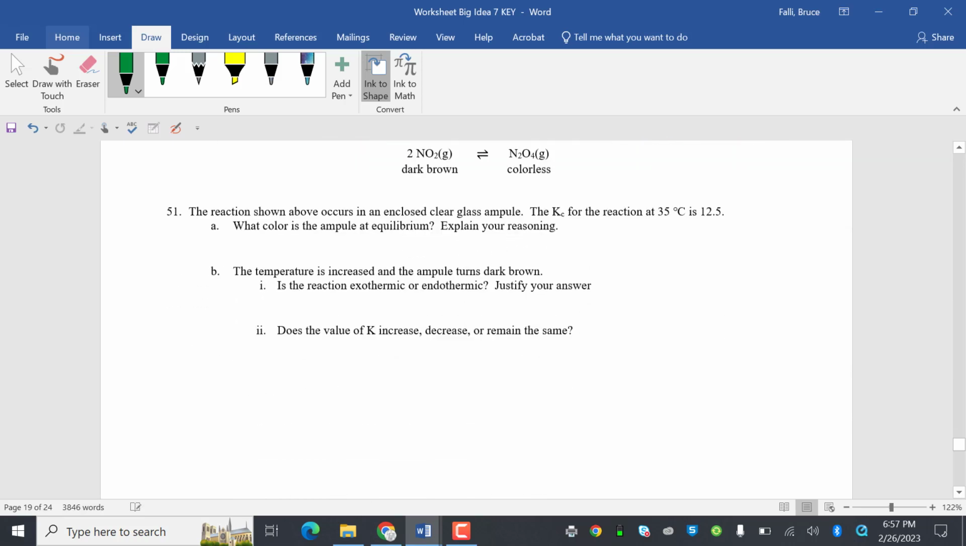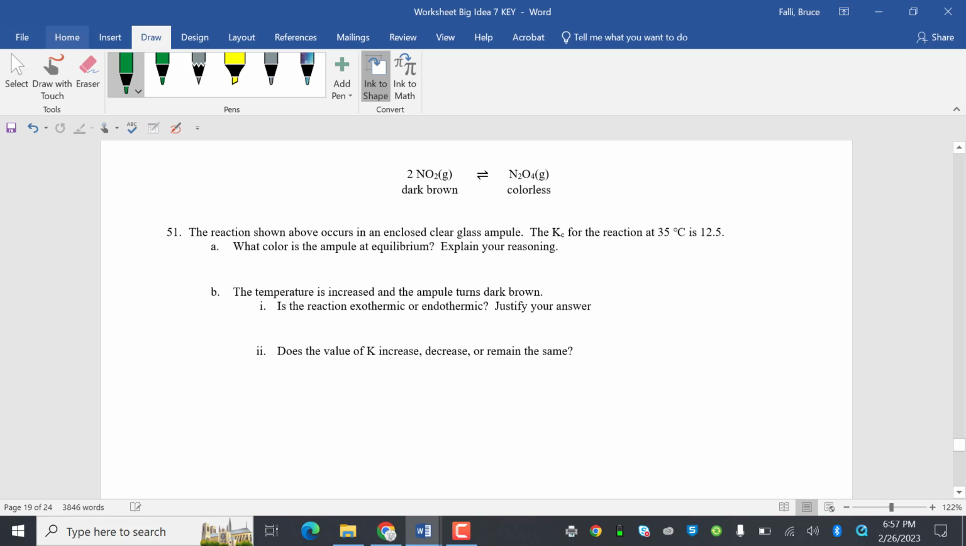The reaction shown above occurs in an enclosed clear glass ampule. I love the ampule. The Kc for the reaction is 12.5. What color is the ampule at equilibrium? Explain your reasoning. It's not clear. It's going to be light brown, not dark brown, light brown, because it's mostly products, but a little bit, remember, a few brown reactants are there.